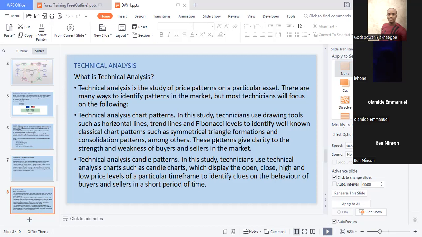Like, I do more of technical analysis in the Forex market.